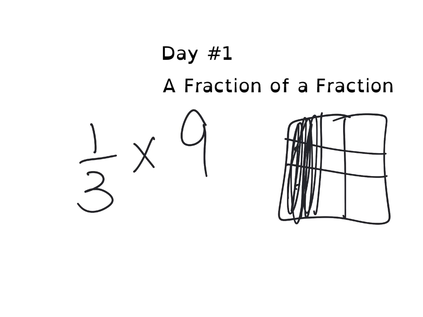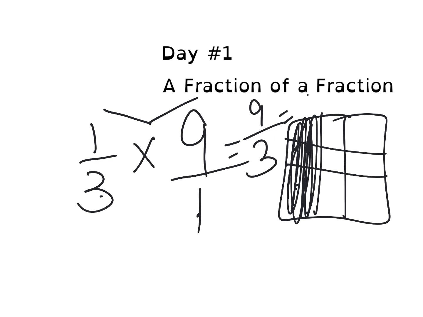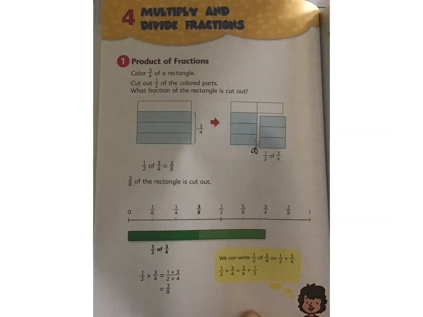1, 2, 3. The way that we also taught it is put it over the denominator. Just multiply numerator times numerator, 9. Denominator times denominator, 3. 9/3 equals 3 wholes. So that's when we multiply a fraction by a whole number. But today we're going to be doing a fraction multiplied by another fraction.